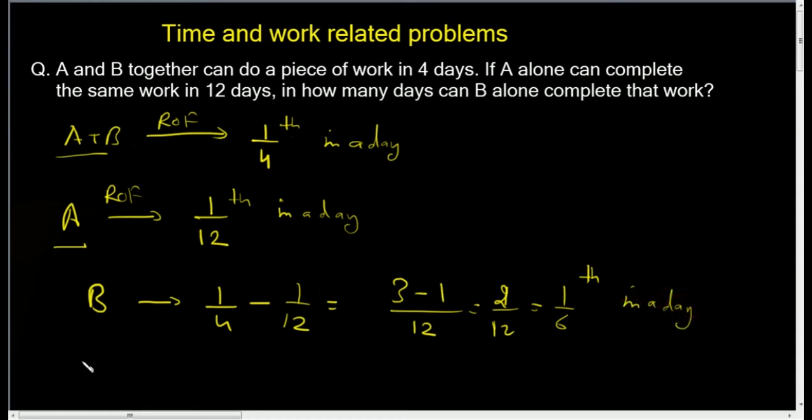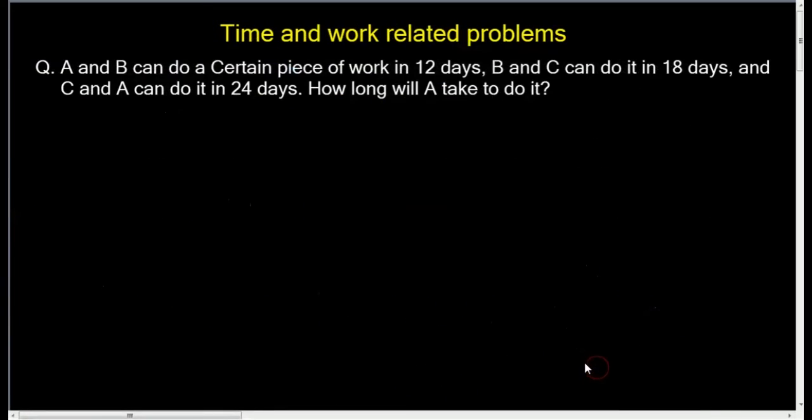Okay, now we again apply ROF here. So this means B finishes the task in 6 days. Okay, very easy. Now next problem, let's take this problem.